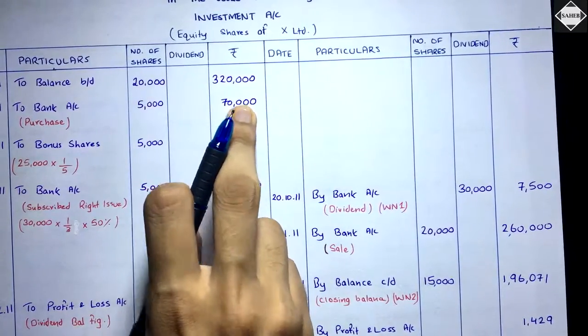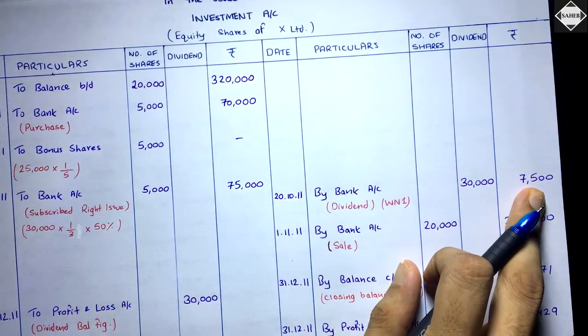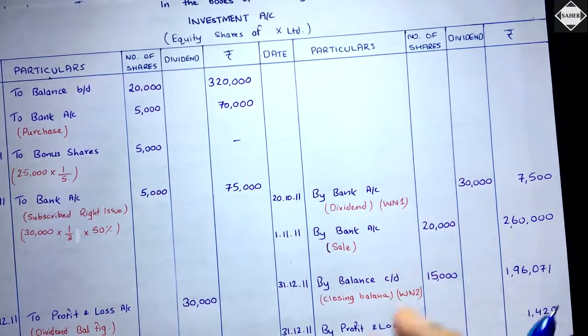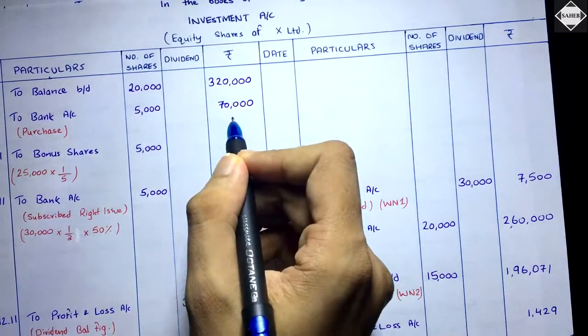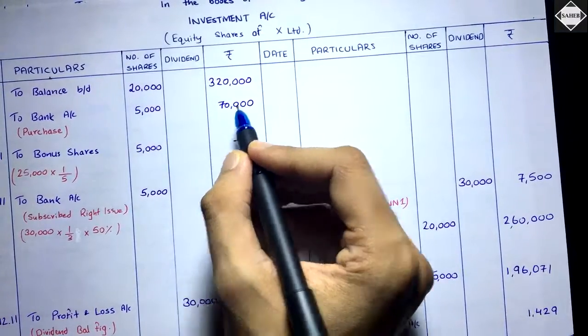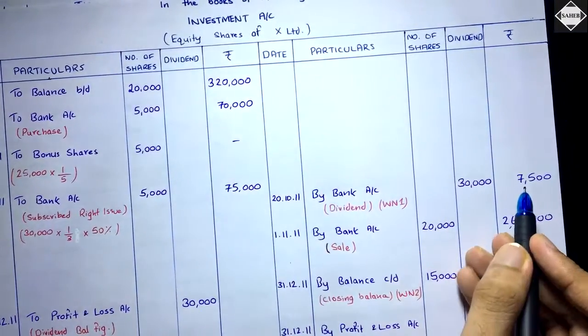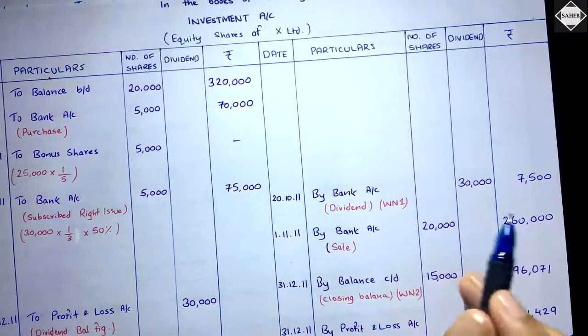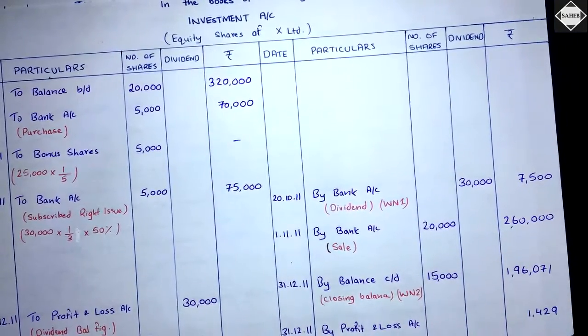Not 70,000. 70,000 minus 7,500. Keep that in mind, okay? In the WACC calculation, when we take the cost, we don't have to take this 70,000. We have to take the net of these two. 70,000 minus 7,500 is 62,500. So we'll see that, don't worry.